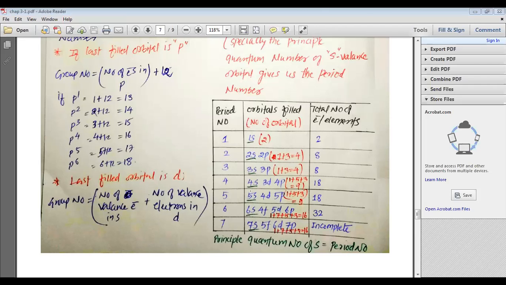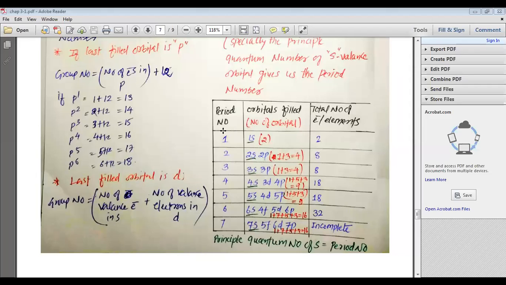Okay. So this is how, my dear students, we can understand that we should even know in which period which orbital is filled. Whenever we study the various orbitals, we should know in which period which orbitals are filled. So in period 1, the 1s orbital is being filled. In period 2, the 2s and 2p orbitals are being filled. In period 3, the 3s and 3p orbitals are filled.